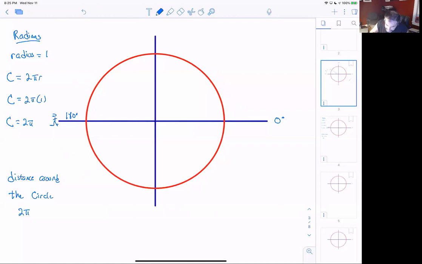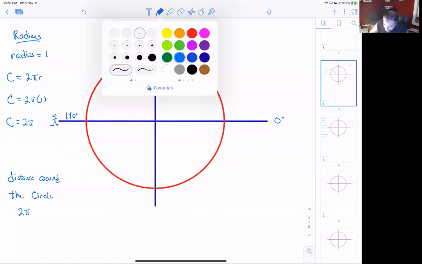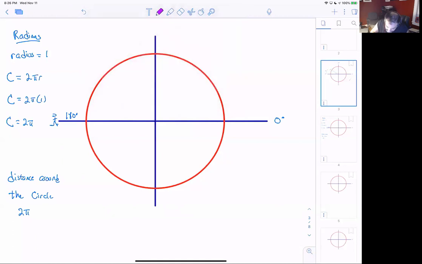So the idea is that we can think of a location on the circle as a distance. And in this case, that distance would be pi to get right here.